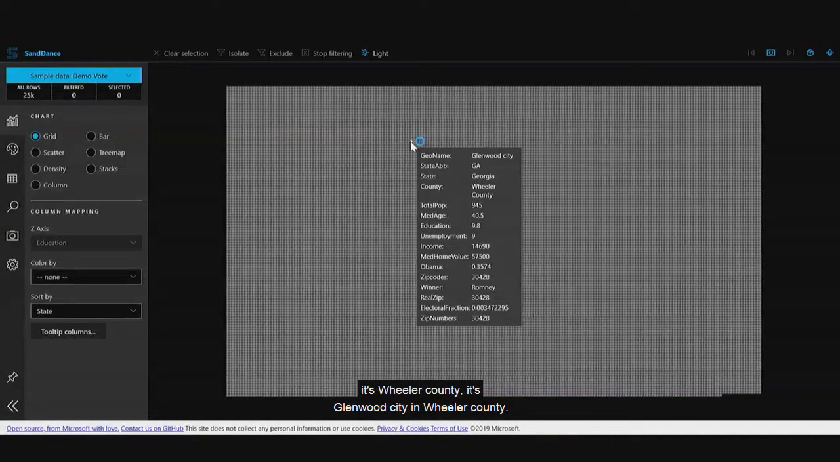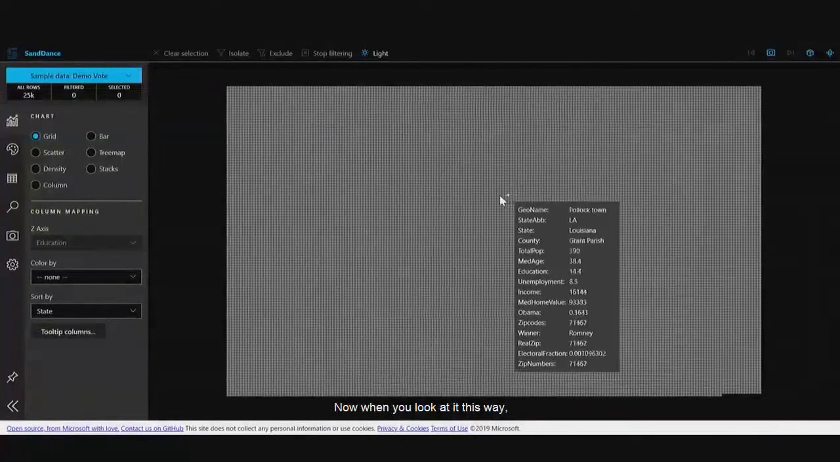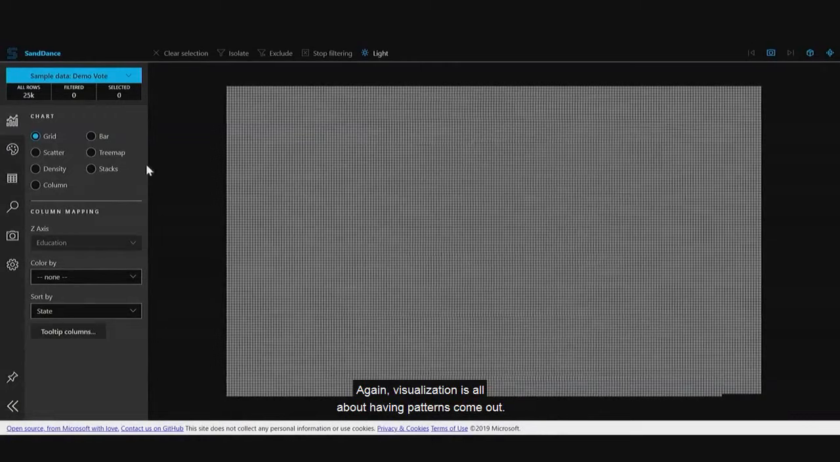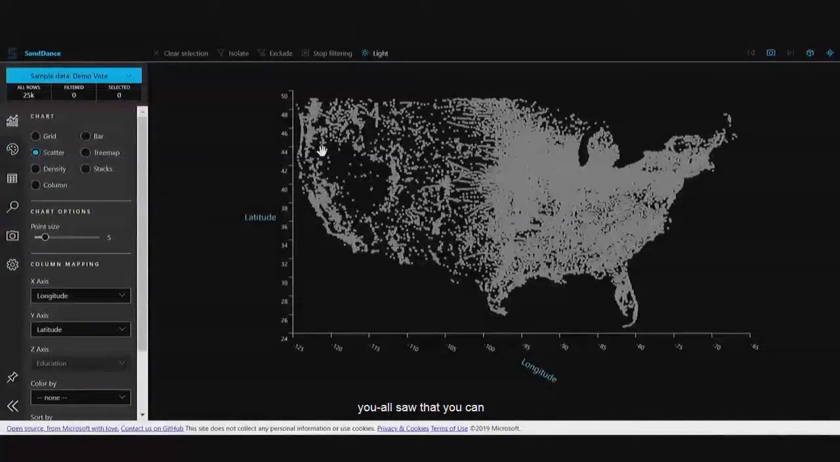Now, when you look at it this way, this is kind of like looking at a spreadsheet. You're just looking at a whole bunch of data, and there are no patterns there. Nothing comes out. And again, visualization is all about having patterns come out. Now, one way that we can do it is we can look at this as a scatter plot. When we look at a scatter plot, you can actually see the United States come out of this.